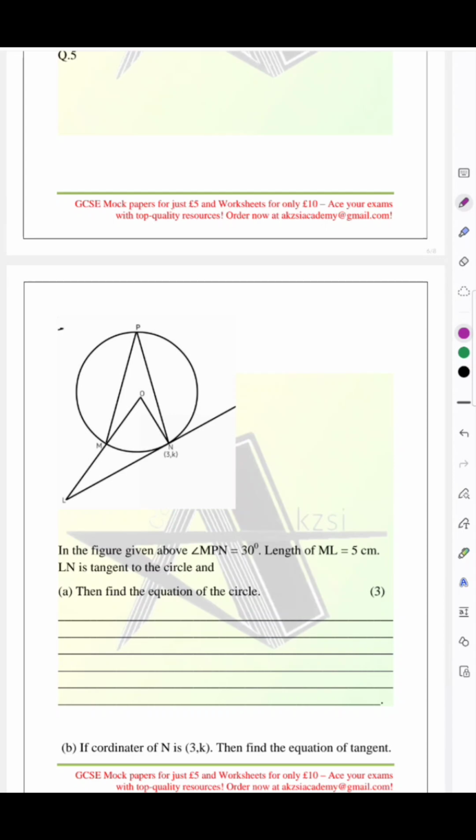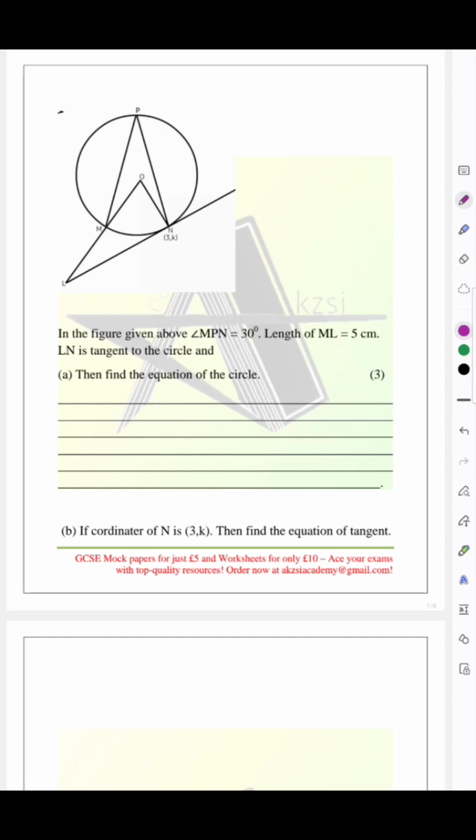The 5th question says MPN is 30 degrees. So according to our first circle theorem, the angle at the center is always twice the angle at the circumference, and this whole MN is making a subtending angle at center and circumference. So if this is 30, this is going to be double of it, which is 60.